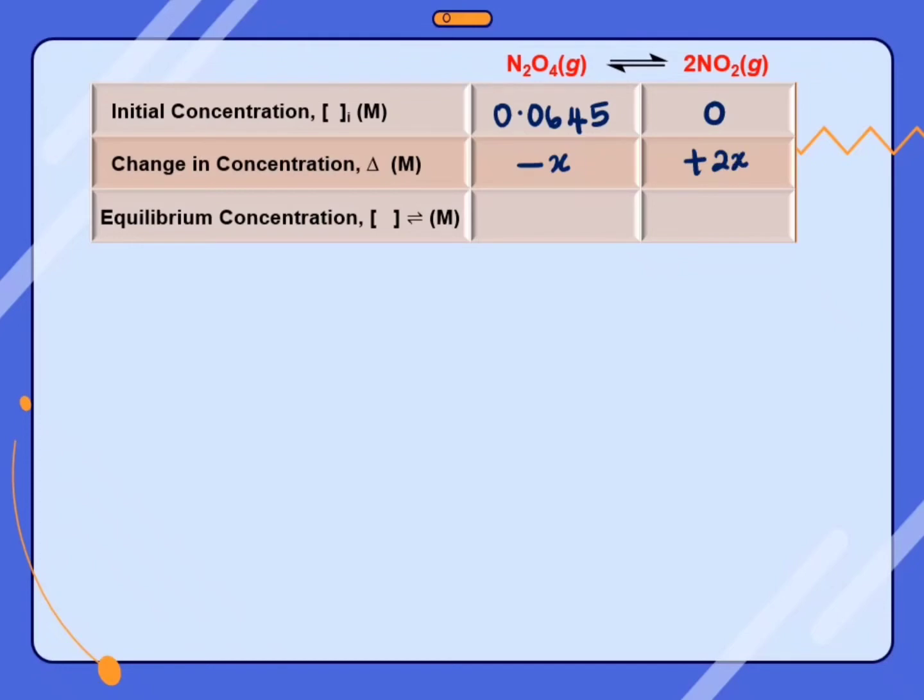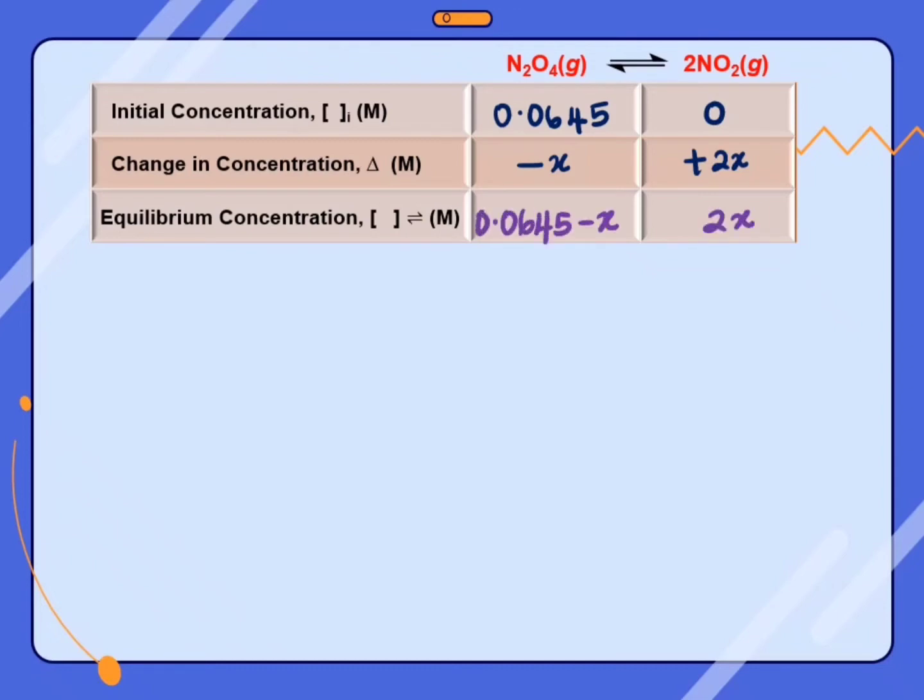Remember, negative refers to the rate of decrease. Positive refers to the formation or increase of product. Why 2X? It must depend on the balancing, or the coefficient, from this equation. So for the equilibrium concentration, we subtract or add the change in concentration to the initial. For the reactant, we subtract it.